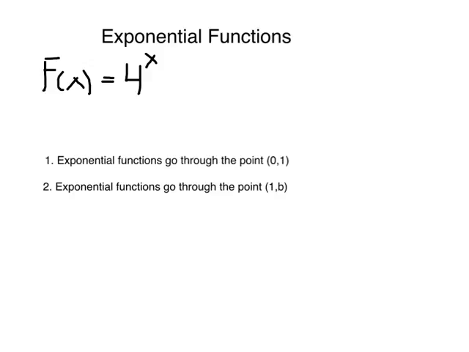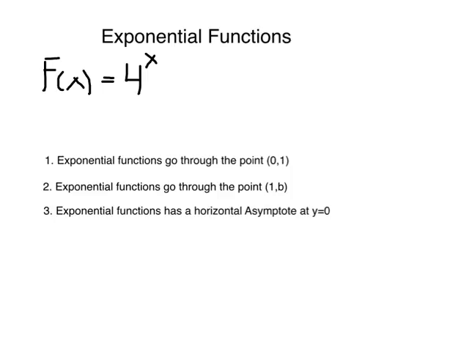The second property of exponential functions is that they always go through the point 1, whatever the base is. So in our example here, this will go through 1, 4. If my base was 10, the function would go through 1, 10. If my base was 1/2, so we have 1/2 to the x power, the exponential function would go through the point 1, 1/2.